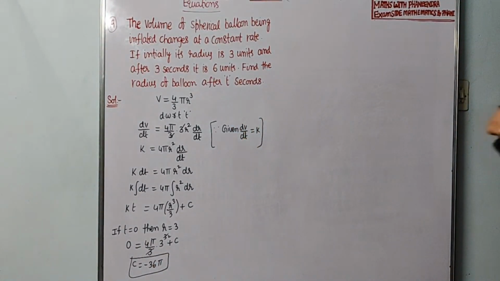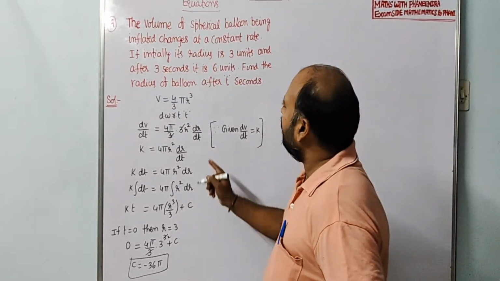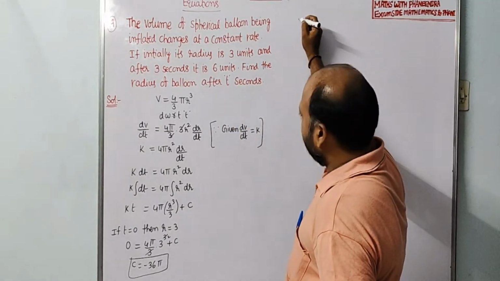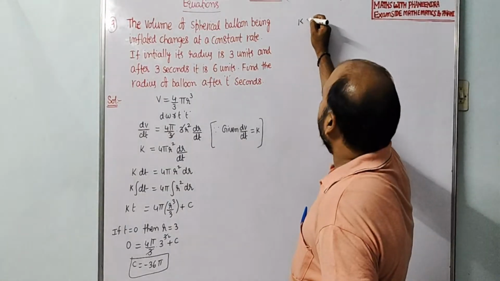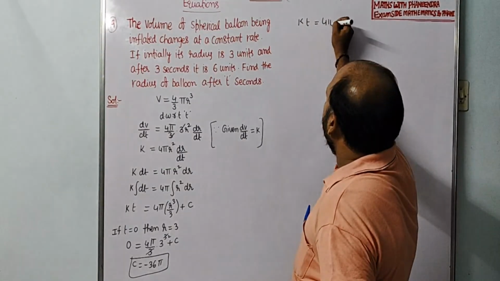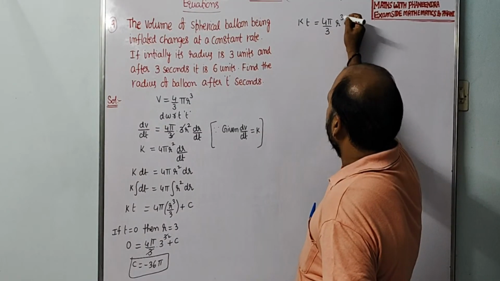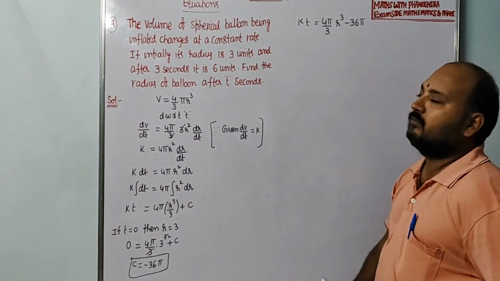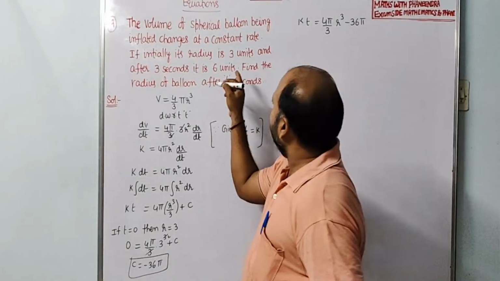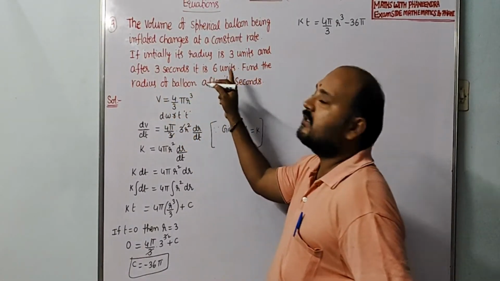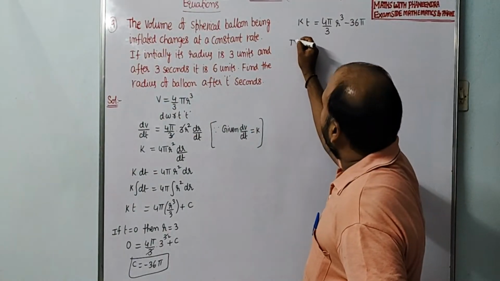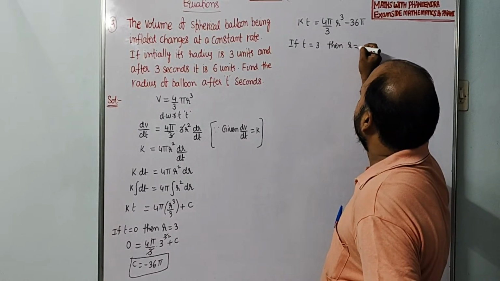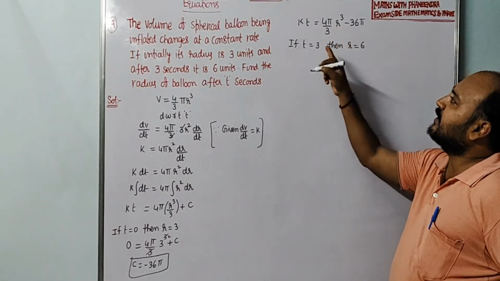Yes, absolutely. In the next step, substitute the C value in this. Therefore, it will become Kt equal to 4 pi by 3 R cube, and in place of C, replace it with minus 36 pi. Next, what is given? After 3 seconds, it is 6 units radius. If t is 3 seconds, then r is equal to 6. So wherever r is there, replace with 6 and t is 3.